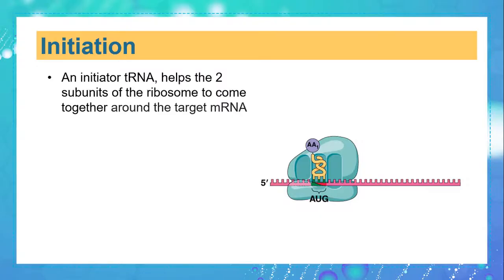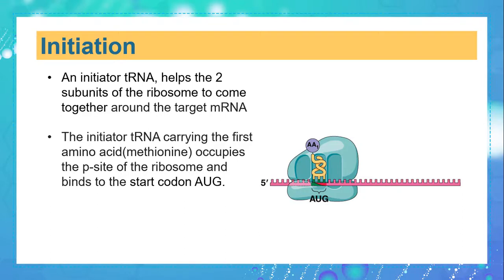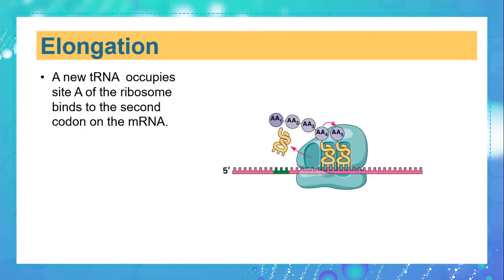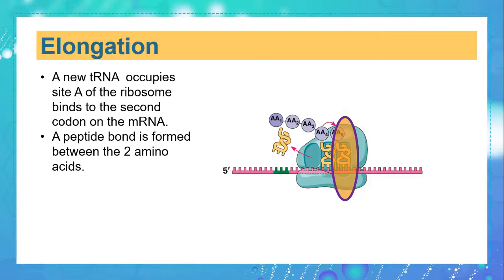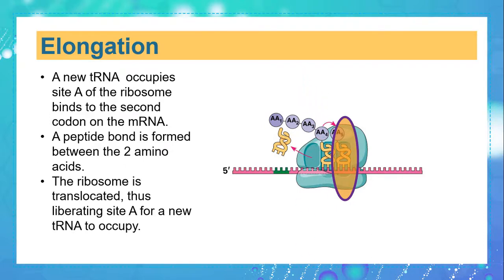During initiation, an initiator tRNA helps the two subunits of the ribosome to come together around the target mRNA. The initiator tRNA carrying the first amino acid, methionine, occupies the P site of the ribosome and binds to the start codon AUG. During elongation, a new tRNA occupies site A of the ribosome and binds to the second codon on the mRNA. Then a peptide bond is formed between the two amino acids. The ribosome is then translocated, thus liberating site A for a new tRNA to occupy.